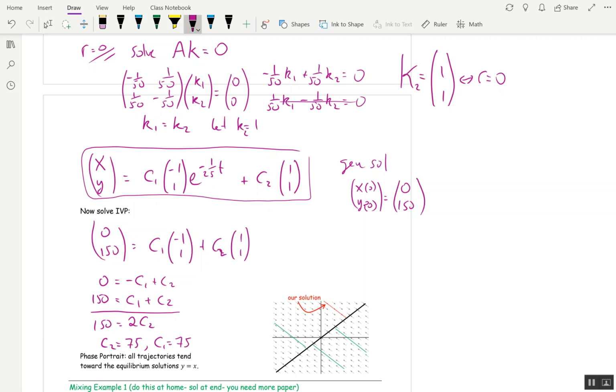And so my solution looks like xy equals, all right, C1 is 75. So I'm just going to distribute the C1 and the C2. So I'll get negative 75, 75 times e to the negative 1 over 25t. You could also leave the 75 out. Don't worry, you could leave it out here. I'm going to put it in though. Plus 75, 75.